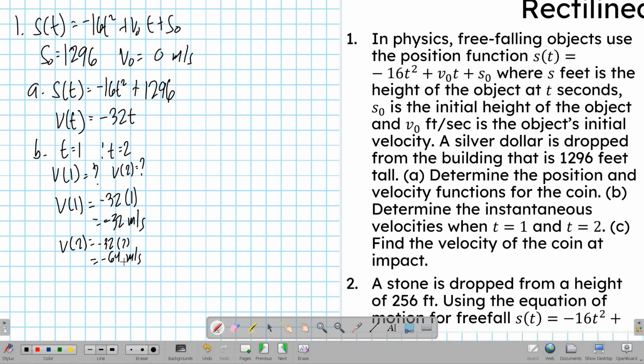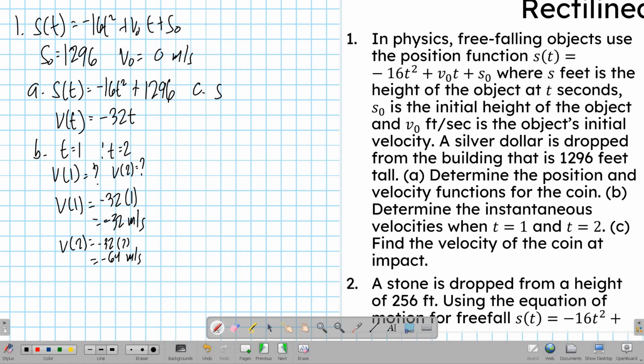Now in letter C, find the velocity of the coin at impact. So at impact, we first need to find the time that we need to have as input in our velocity function. So first, we'll put C here.